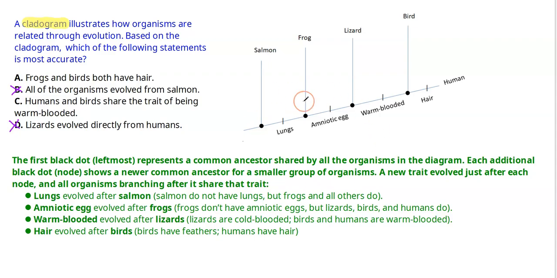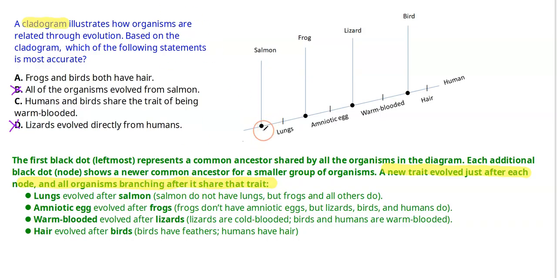Now the next part of this cladogram has to do with these little dashes here. Those have to do with the traits, and that relates more to the actual question involved here. So if you read right here, it says a new trait evolved just after each node or common ancestor, and all organisms branching after it share that trait.